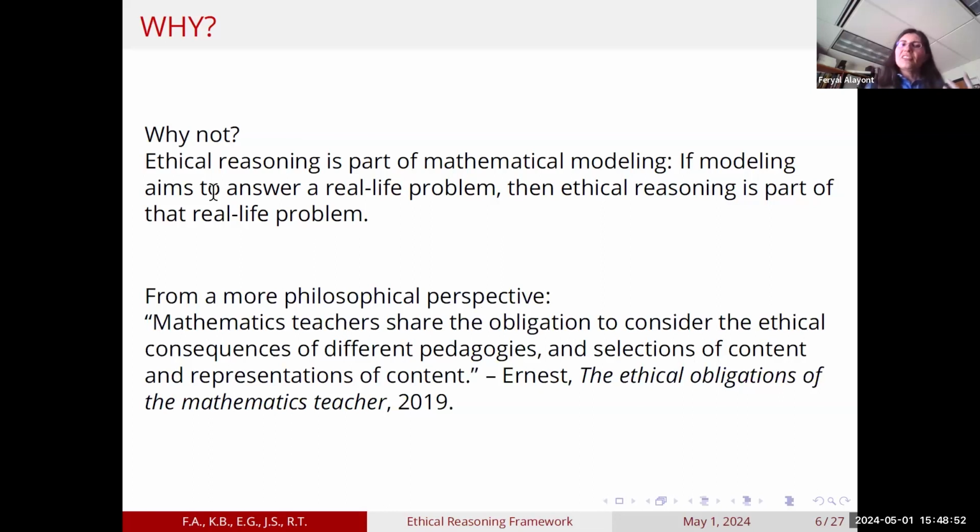And this is my teacher perspective. From a more philosophical perspective, Ernest is one of my favorite people. So from his 2019 article, he says mathematics teachers share the obligation to consider the ethical consequences of different pedagogies and selections of content and representations of content. So if we're teaching mathematical modeling without any ethical reasoning, we're making a selection of content and representations of content.